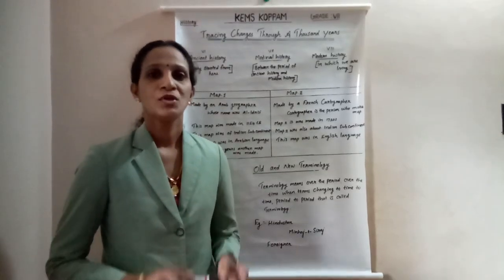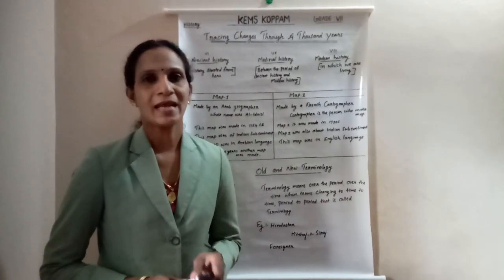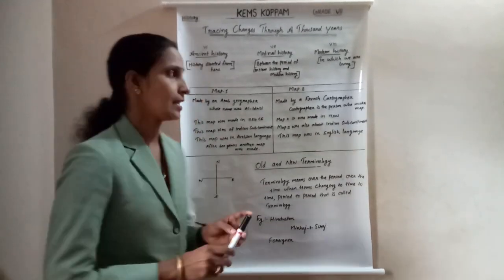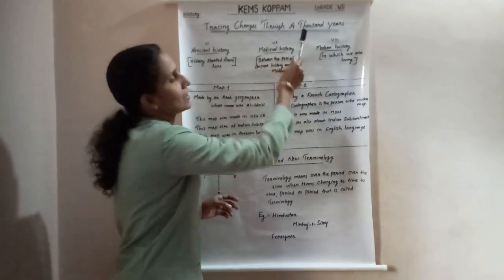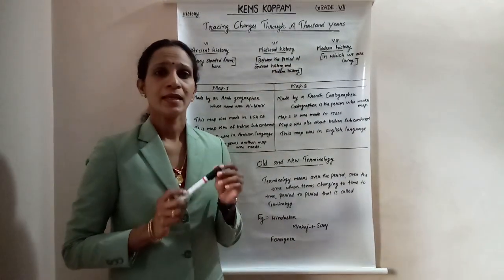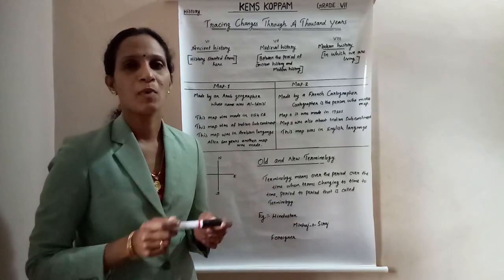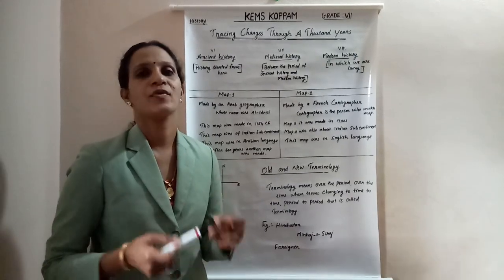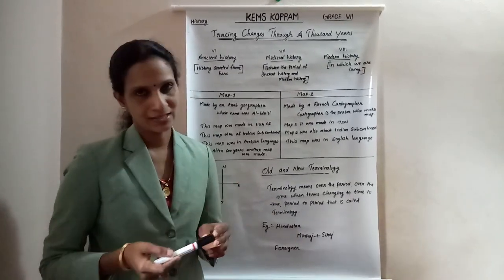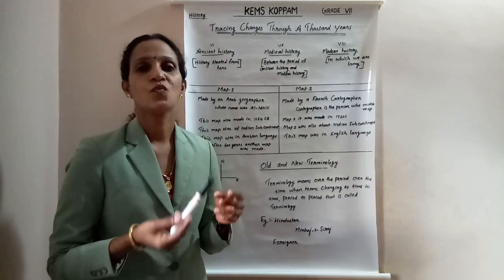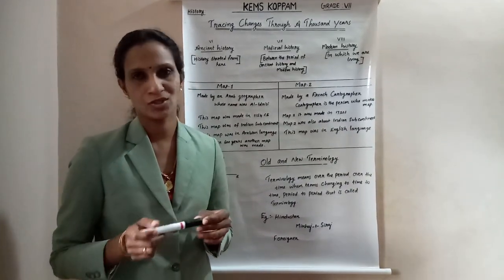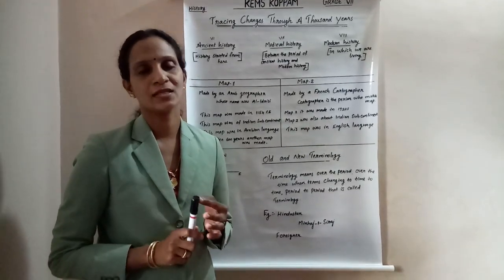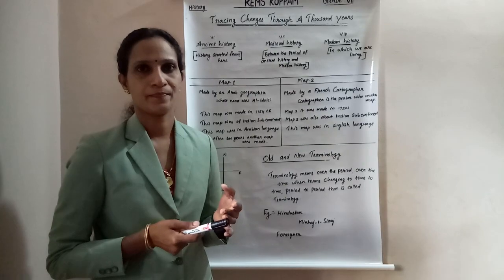My dear children, today we are going to study History Chapter 1, Tracing Changes Through 1,000 Years. In class 6th, we studied ancient history. In class 7th, we are going to study medieval history. And in class 8th, we will study modern history. So, what are ancient history, medieval history, and modern history?